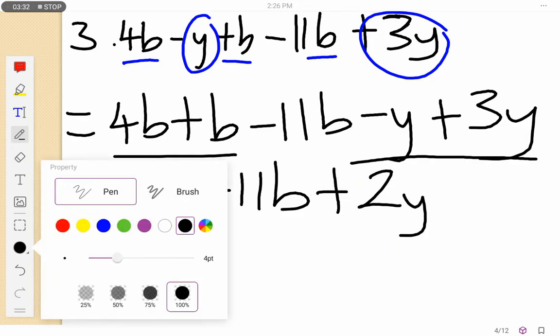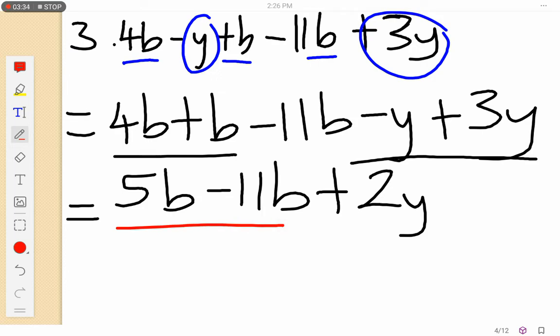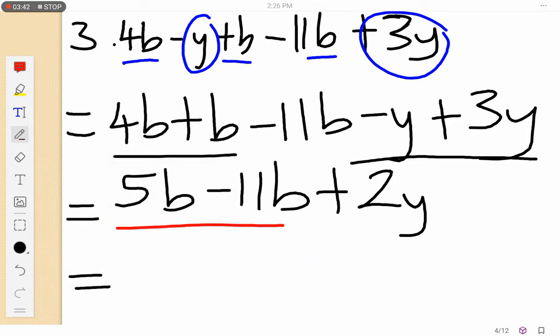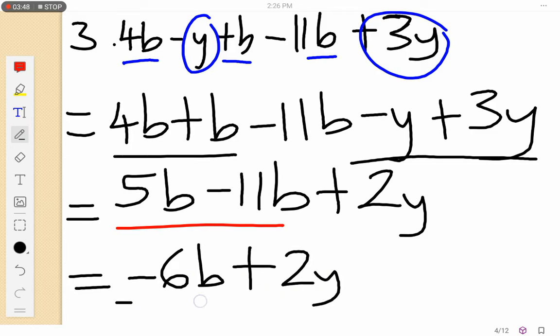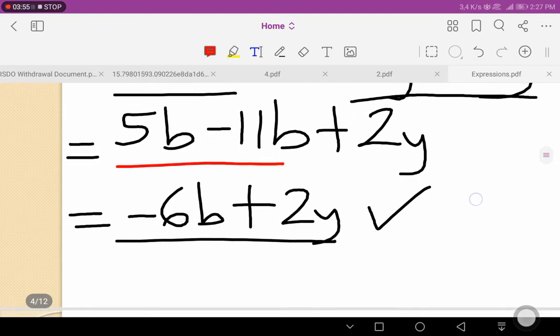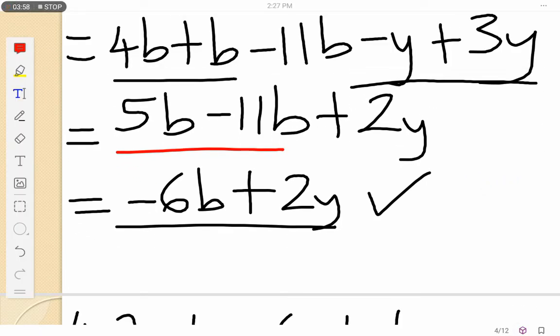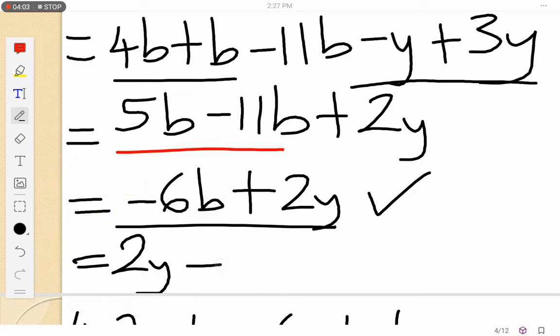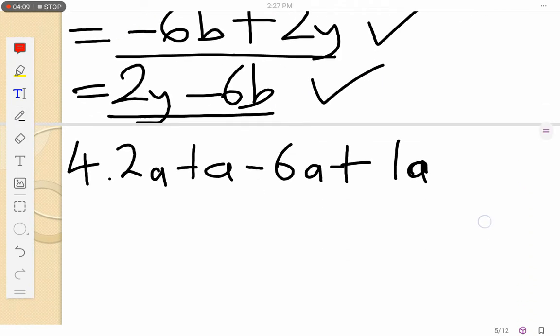Now let's solve for the last part, this 5b minus 11b. 5b minus 11b, I will get minus 6b, then plus 2y. This can be left like this as the final answer, or else you can write it starting with the positive term first, so we can have the final answer as 2y minus 6b. It's all still correct. Let's go on to the next question.